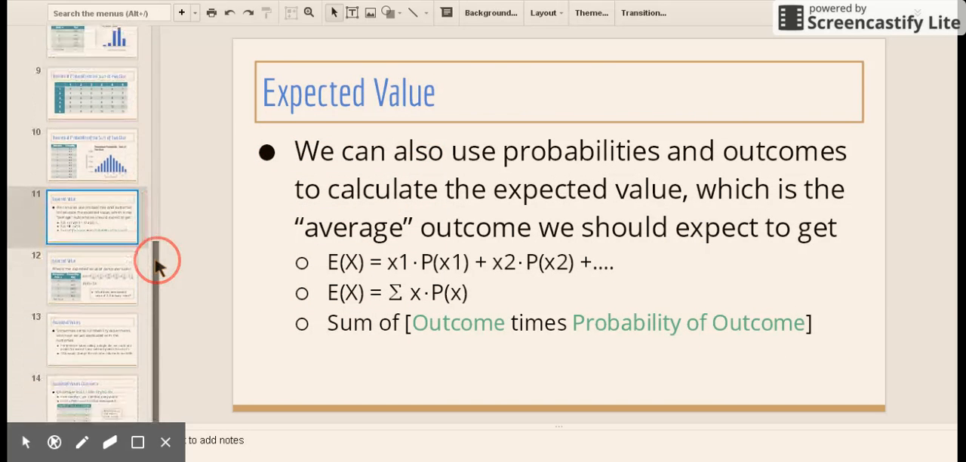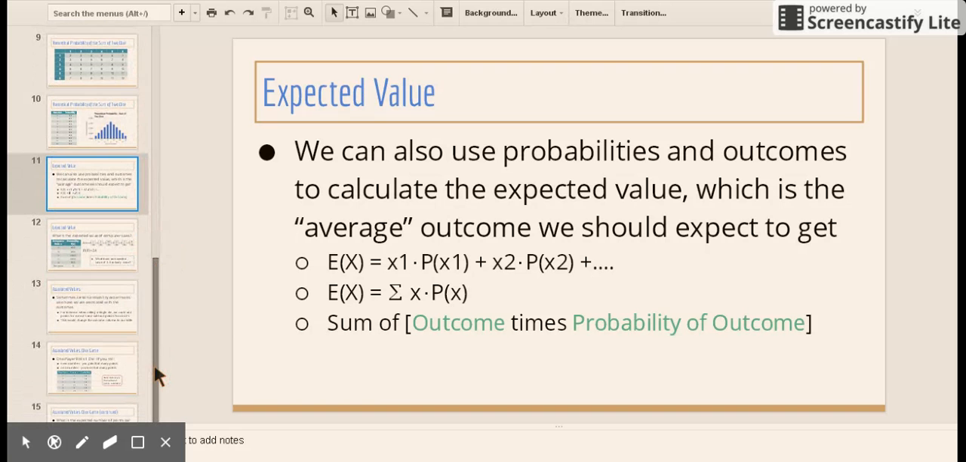Now, we often look at something called expected value. This is where we want to use the probabilities and the outcomes to calculate the expected value or the average value, the average outcome that we would expect to get. And what we're going to do is we're going to take the outcome, so that's my X values, times the probability of getting that outcome. Okay, and then we're going to add to that the next outcome times the probability of getting that outcome.